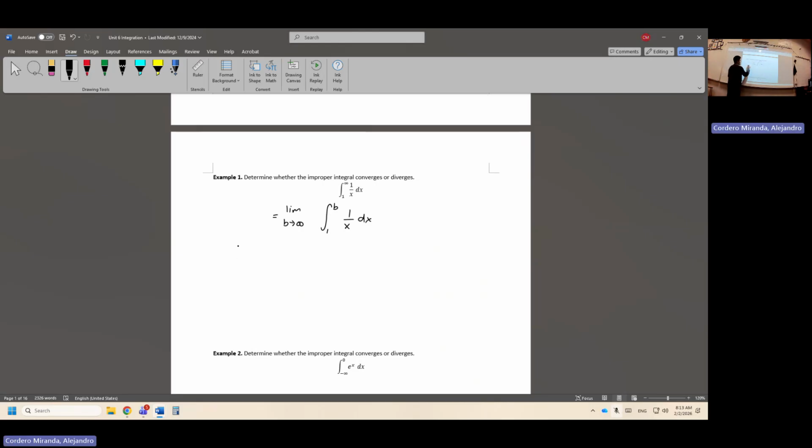Okay, so let's do it. Let me not forget my limit as b goes to infinity. And then, like I said, antiderivative of 1 over x, you remind me what that is. Natural log of x evaluated at b and at 1, so this will be the limit as b goes to infinity of natural log of b, here's me plugging in the b, minus natural log of 1, here's me plugging in the 1.